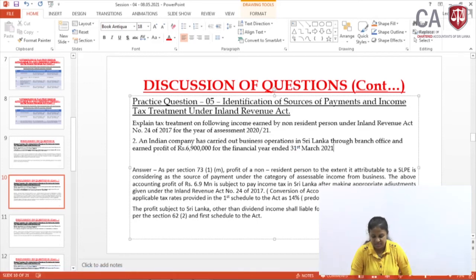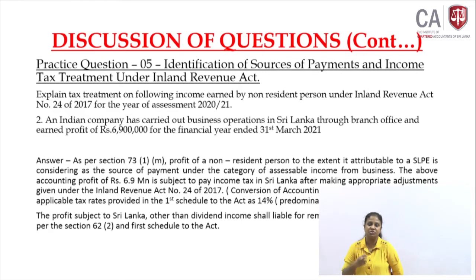When looking at the business income, what comes to your mind? Section 73, first you should apply section 73. It has given two main things. One is business operations through a branch office. An Indian branch office established in Sri Lanka and conducting the business operations. Now, the first thing you have to look at under section 73, can I take this as the source of payment of the non-resident person? That's the first thing.